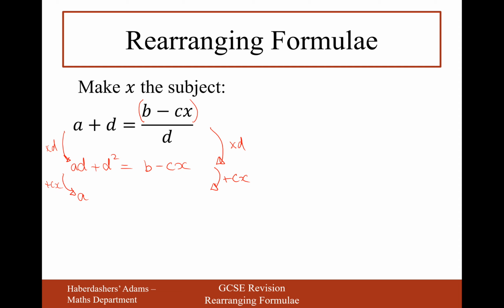So it's going to be AD plus d squared plus cx equals b. Then I'll take away this thing and this thing onto the other side. So in one manoeuvre, I'm going to take away AD and I'm going to take away d squared. So I'll have cx equals b minus AD minus d squared, and then divide by this c here. It's the only thing I've got left to do.